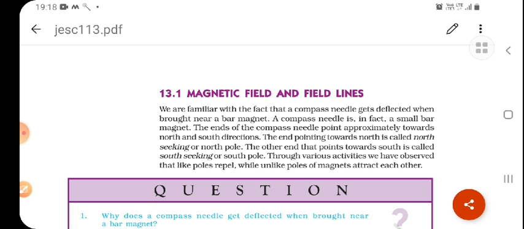The ends of the compass needle point approximately towards the north and south directions. A bar magnet also has two poles, north and south poles, and the compass needle also has two poles. The end that points toward the north is called the north seeking or north pole, and the other end that points toward the south is called the south seeking or south pole.